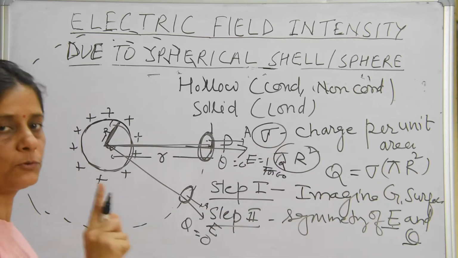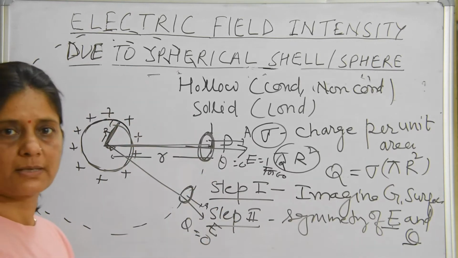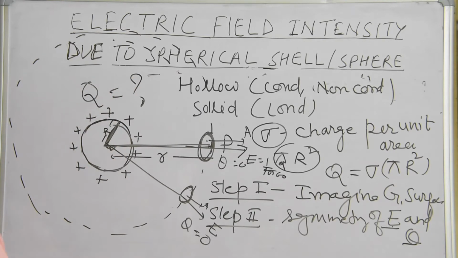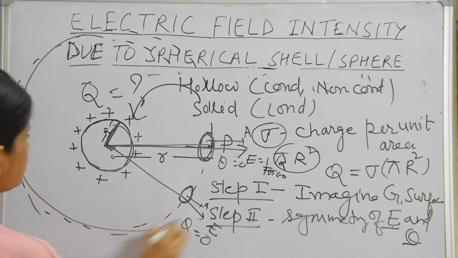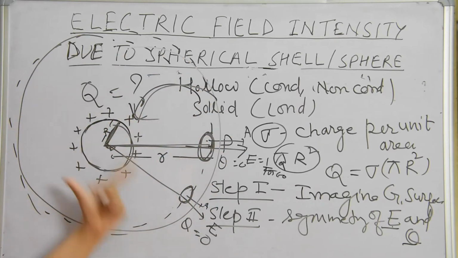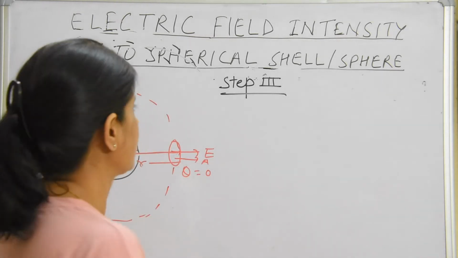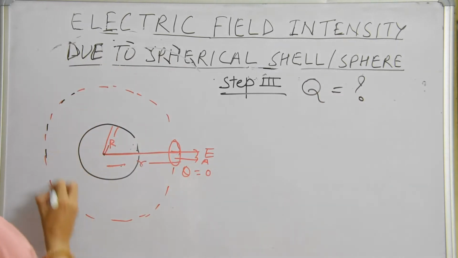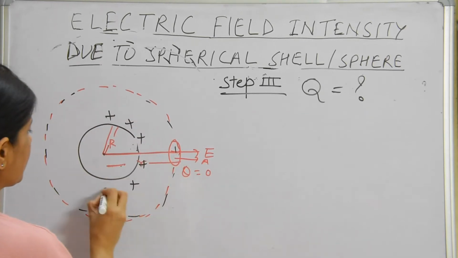Step number 3 is you have to calculate. You have to go inside the Gaussian surface, and inside the Gaussian surface you have to find the value of Q. Now let us find the value of Q inside the Gaussian surface. We will jump inside the Gaussian surface and calculate the value of Q. This is the point where a student commits a mistake.